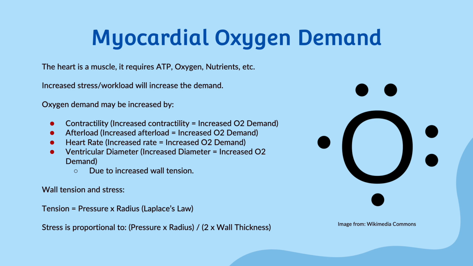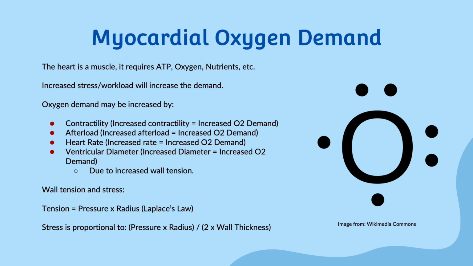Another factor that can affect myocardial oxygen demand is the contractility of the myocardium, which refers to the strength of the heart muscle's contraction. Increased contractility leads to stronger contraction and therefore greater demand for oxygen. Additionally, the amount of blood that is being pumped, known as the cardiac output, also affects myocardial oxygen demand, as pumping more blood requires more oxygen.